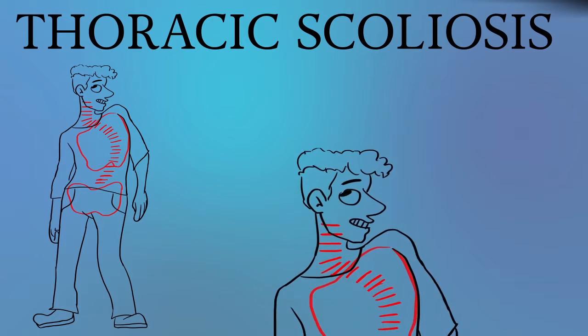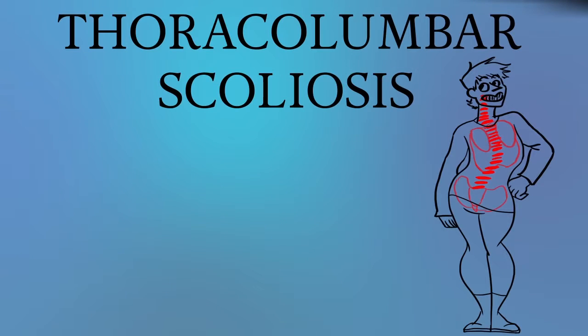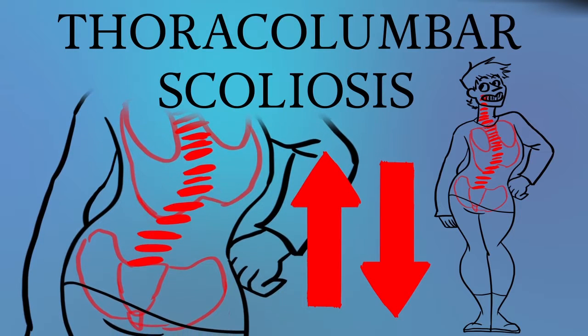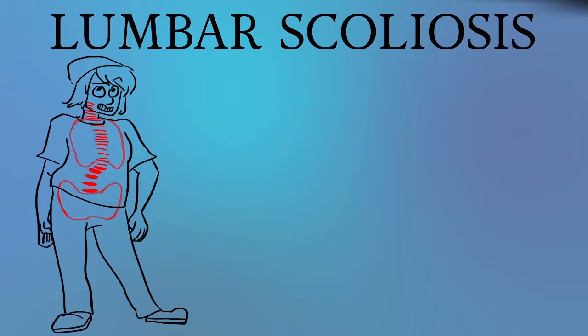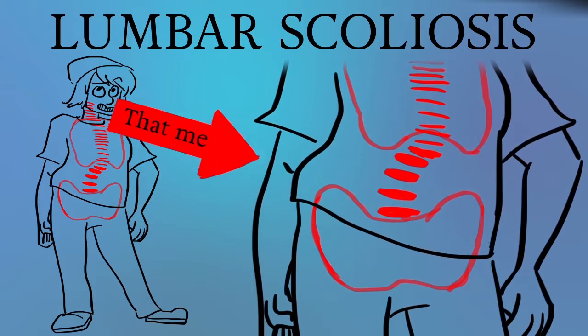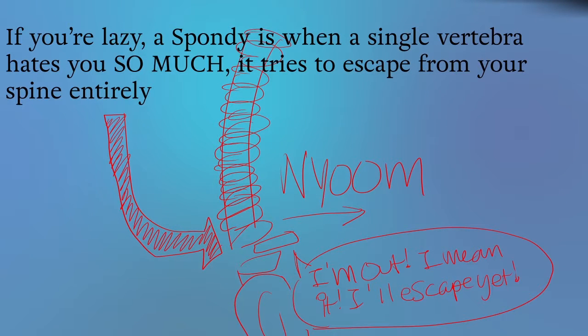4 types of scoliosis include thoracic scoliosis, or a curvature of the upper thoracic spine involving the ribs; thoracolumbar scoliosis, or a curvature that goes from upper to lower spinal regions; lumbar scoliosis, or a curvature of the lower lumbar spine. As a note, this is the kind of scoliosis I possess, but this video doesn't take into account my other condition, spondylolisthesis, both of which play heavily into each other.